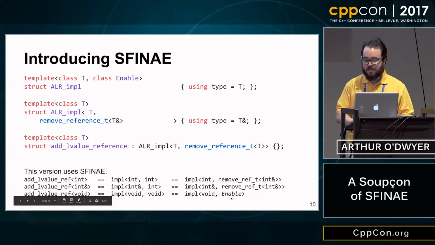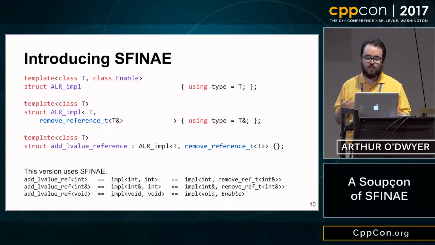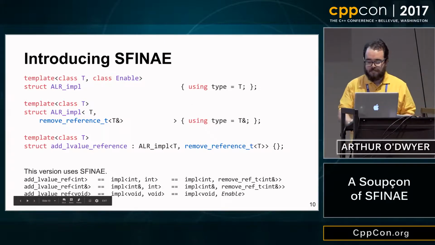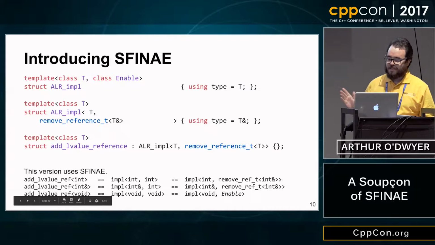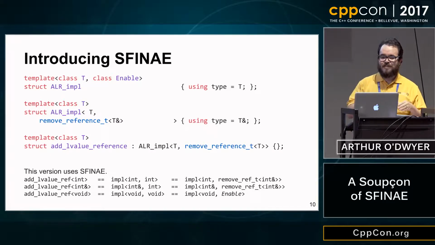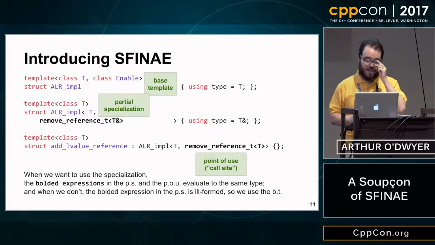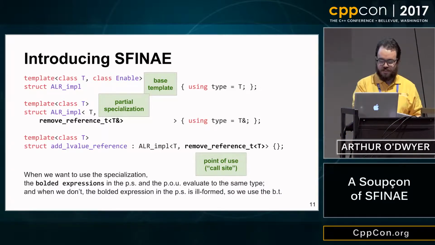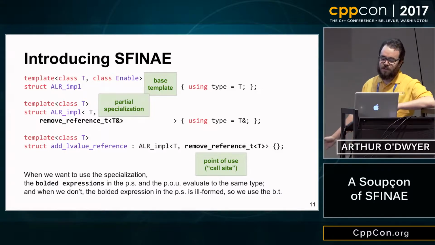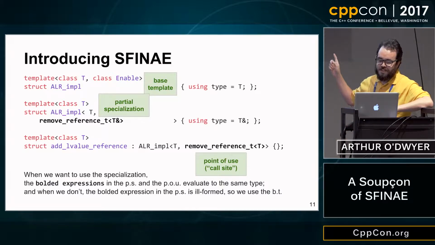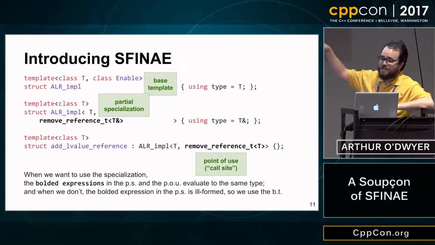So yeah, here this enable is indicating that if the thing that would go there was ill-formed, we'll fall back to using the base template. All right, but this is really complicated. We're implementing add reference in terms of remove reference. We can actually do a little bit better. What does it say? When we want to use the specialization, the bolded expressions in the partial specialization and in the point of use in the call site have to evaluate to the same type. So the remove reference T of T and the remove reference T of Tref have to come out to be the same thing. Then we'll use the partial specialization. If they don't come out to be the same thing, we use the base template.